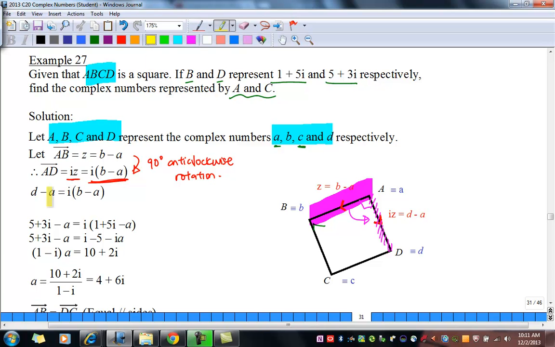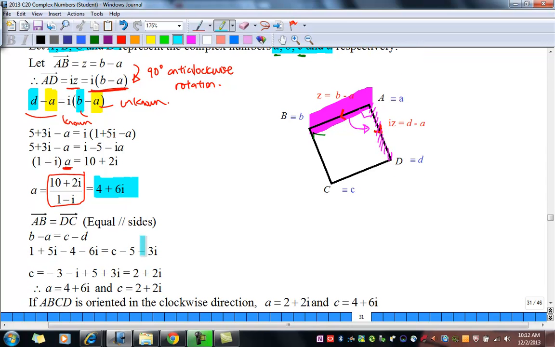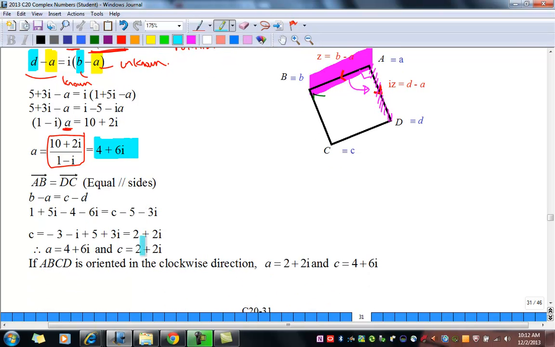And what have I done? I have written A, which is my unknown, in terms of D and B, which are two known complex numbers. And hence, I would be able to solve for my unknown complex number A simply by making A the subject and then rationalizing this later on. Hence, I am able to find that A is equal to 4 plus 6i. By this point, I believe you should be confident in working with complex numbers, so I'm not going to go through the details. Now let's move on to finding C.